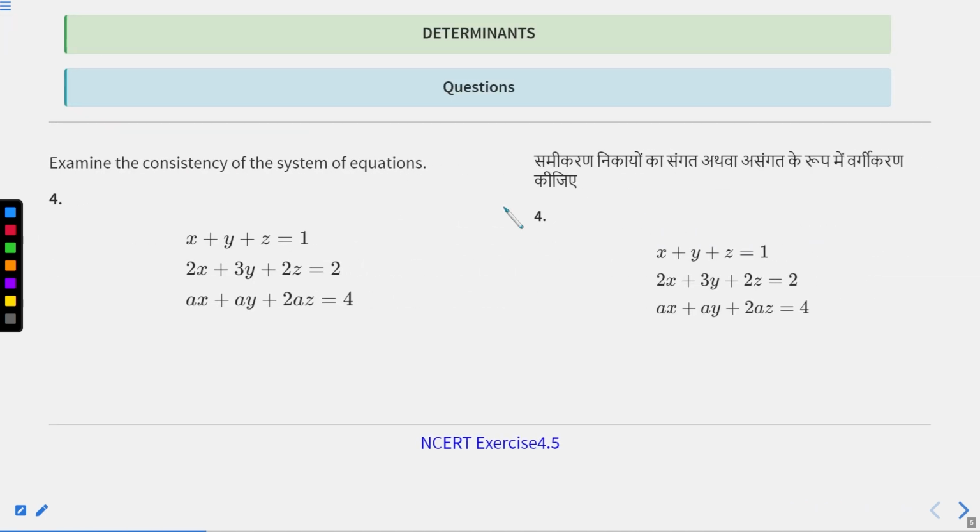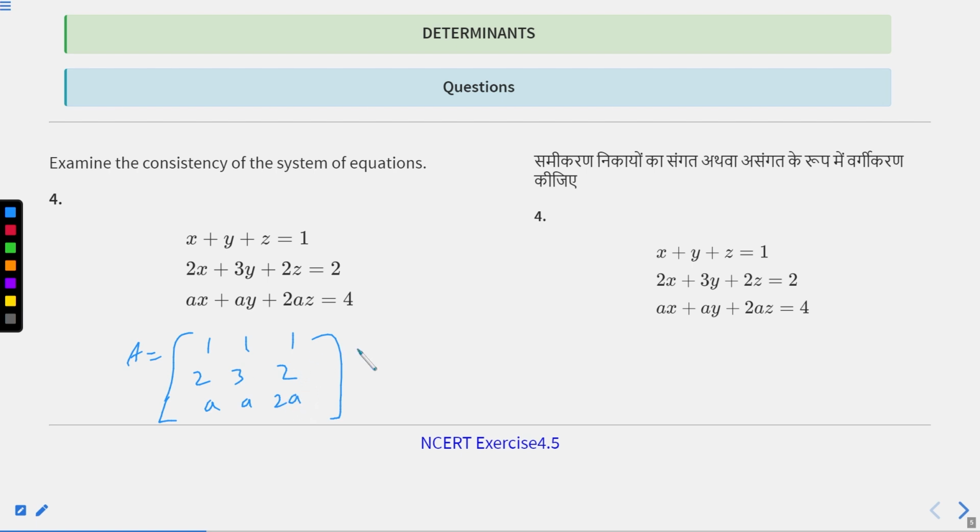Let's move to the fourth problem now. The A matrix will be 1, 1, 1, 2, 3, 2, a, 2, a. Okay, now what?